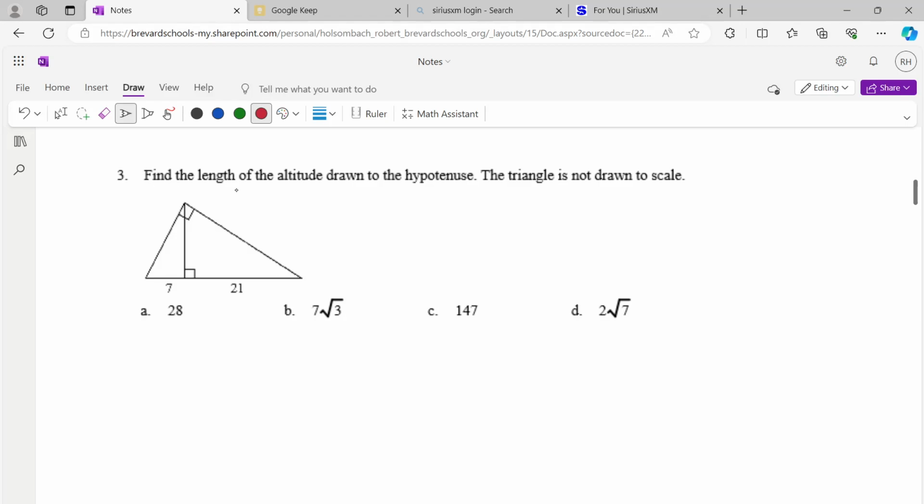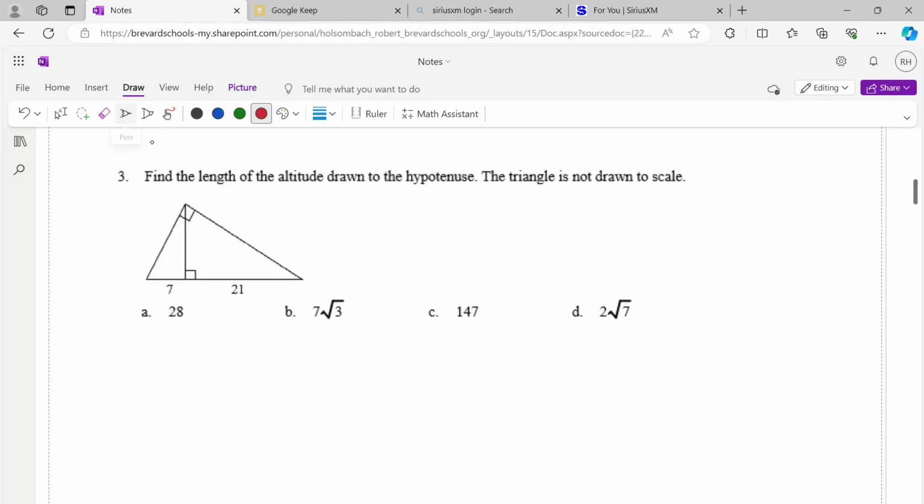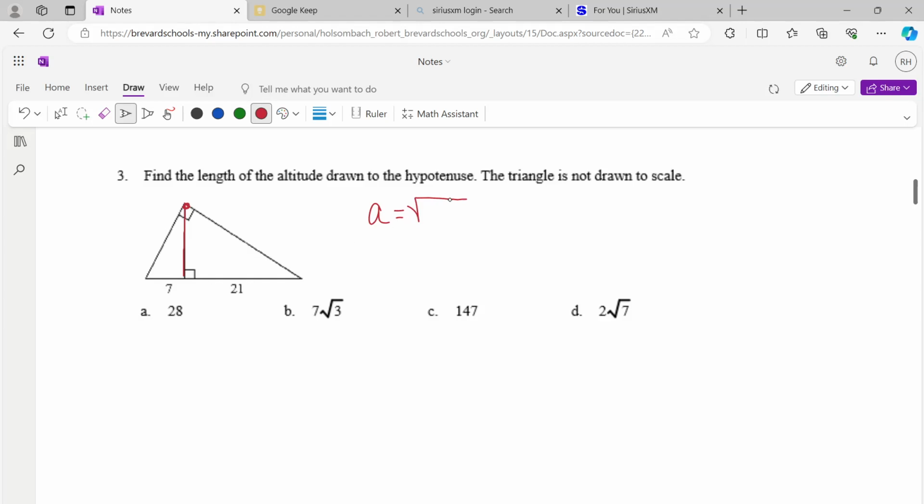Problem number 3. Find the length of the altitude drawn to the hypotenuse. They didn't label it, but this here is the altitude drawn to the hypotenuse. So the length of the altitude is equal to the square root of 7 times 21. 7 times 21 equals 147, so that's the square root of 147. And then just push the square root button, 12.1.